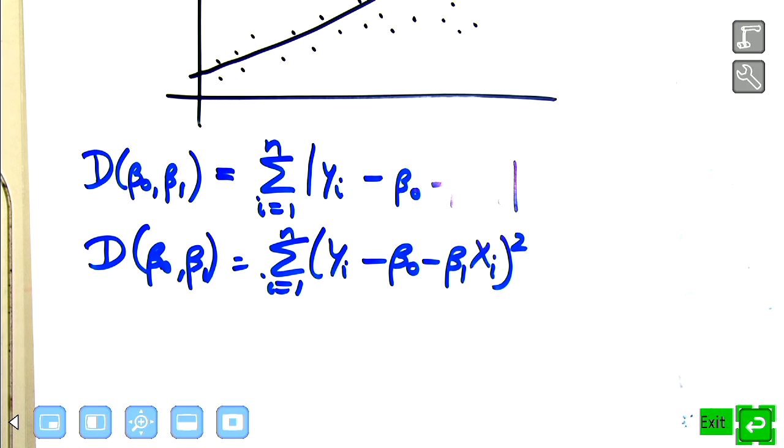But there are things wrong with it. The things that are wrong with it are that squares take small distances and leave them kind of small, but they take large distances and blow them out.